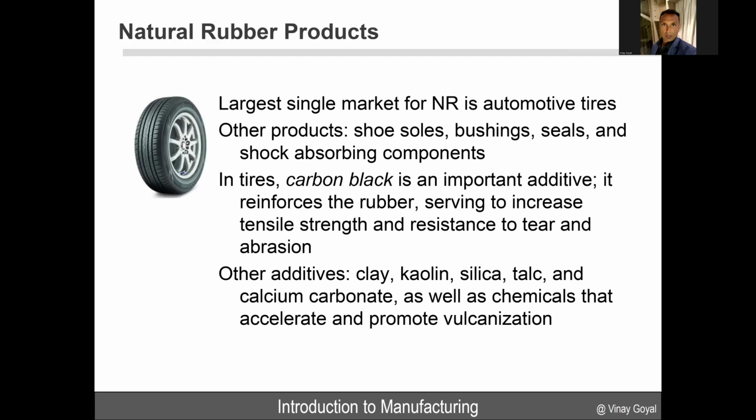Natural rubber is used quite a bit. The largest single market for natural rubber is automotive tires. Other products include shoe soles, bushings, seals, and many shock absorbing components. In tires, carbon black is a very important additive because it reinforces the rubber and increases the tensile strength, which is important to resist the tear and abrasion that these materials will be subject to. Other additives include clay, kaolin, silica, talc, and calcium carbonate, as well as chemicals that accelerate and promote vulcanization.